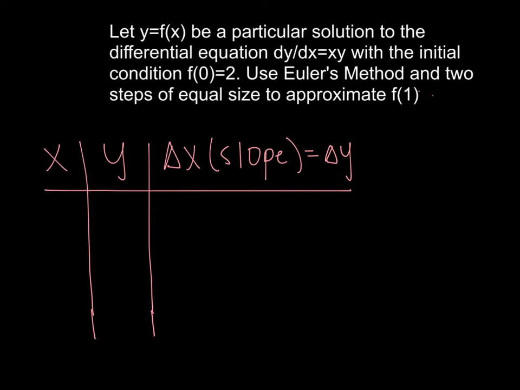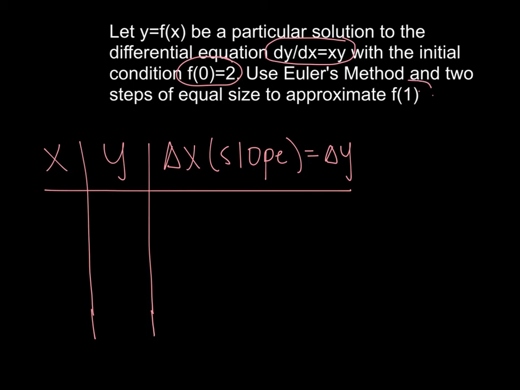So this next example is phrased in a manner very similar to how it will be phrased on an AP exam. It says, let y equals f of x be a particular solution to the differential equation dy over dx equals x times y. So there's our slope with the initial condition of f of 0 equals 2. And another thing to note is that AP problems will always state that you are to be using Euler's method if you need to be using Euler's method. So it says, use Euler's method and 2 steps of equal size to approximate f of 1.